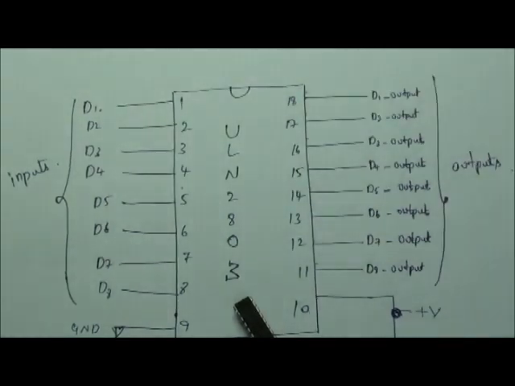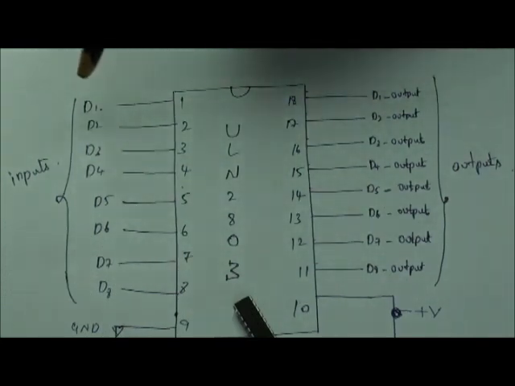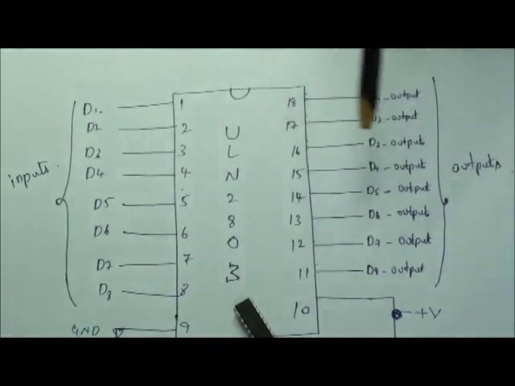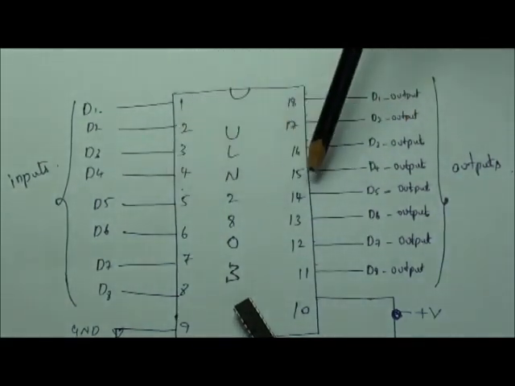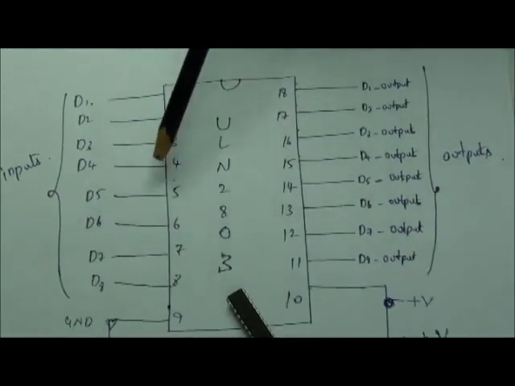And there is an important note: if you give the supply to the D1 input, you should take the output from the D1 output. That is, if you are supplying the input at pin number 1, you should take the output at exactly the opposite side, that is pin number 18. If you are making use of pin number 4 as an input, then you need to take exactly the opposite, that is pin number 15, as the output for the input at pin number 4.